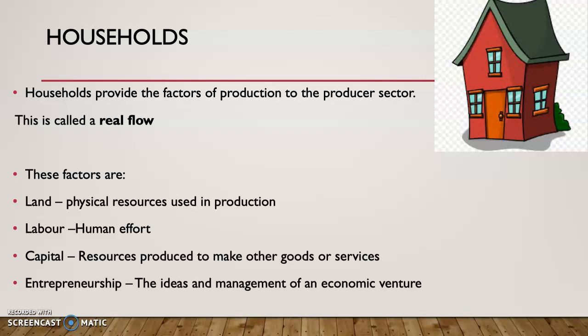Then we've got capital. These are the resources that we use in production. They're usually defined as man-made or human-made items that are used to make another good or service. So for an example, if you were a home business and you were designing websites, then your computer would be a capital item. And then the last factor of production that we're looking at is entrepreneurship.